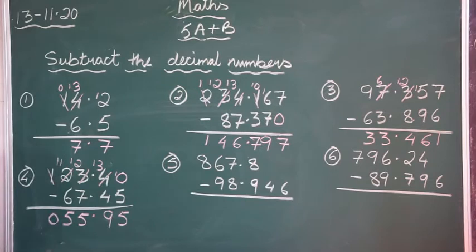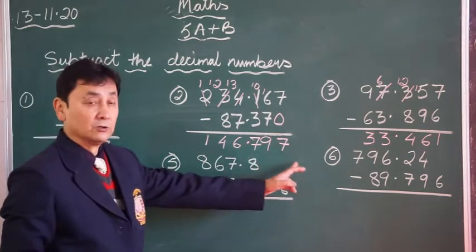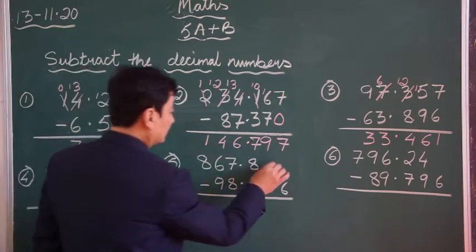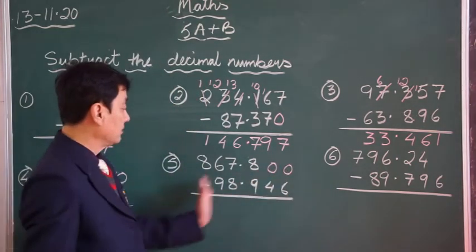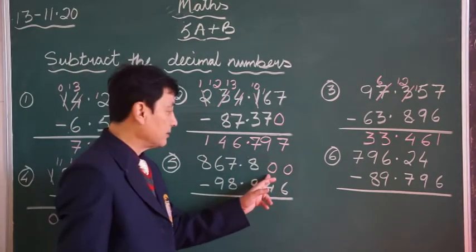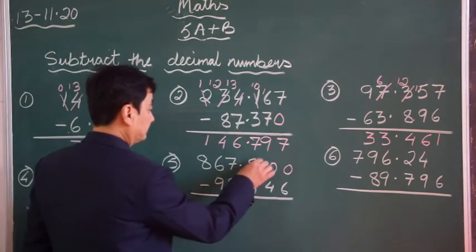There's no number. You don't have to put the 0, or you can put it. Okay? Now here we see that there are numbers here, but above that there are no numbers. So what must we do? Put 0, 0. Now 0 minus 6, we must borrow from this number. But this number also is 0. So what should we do? Borrow from the next number.